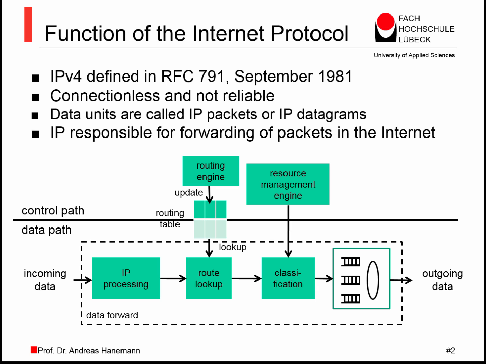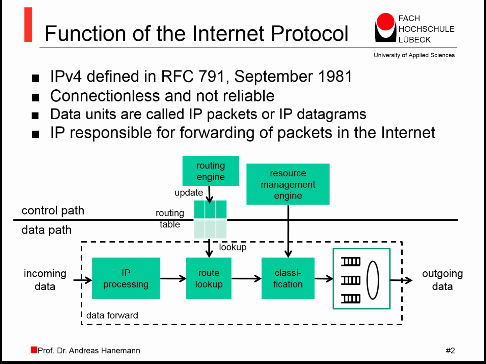IP version 4 has been introduced in RFC 791 in September 1981 as the network layer protocol for the Internet. It is a connectionless protocol, which means that each IP data unit is independent from previous data units. Another core feature is that it is unreliable. There is no guarantee that an IP data unit reaches its destination. This is also called the best effort way of operation. Data units are called IP packets or IP datagrams because the Internet works based on datagram switching, which is a typical way of packet switching.